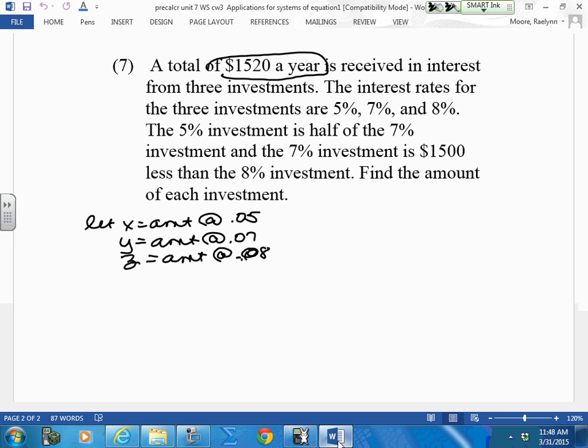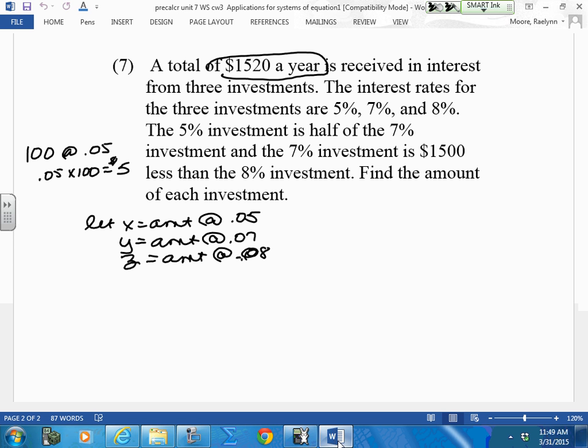We don't know what each amount is, but we do know that the interest received adds up to 1,520. Now, for instance, if I invested $100 at 5%, how do you figure out my interest? Multiply it times 0.05. Robert says just multiply these, and you'll find my interest. 10% would have been $10, so half of that is $5. I got $5 back. These are yearly.